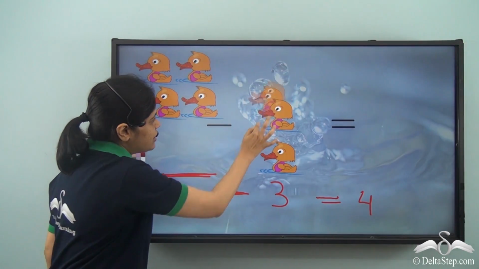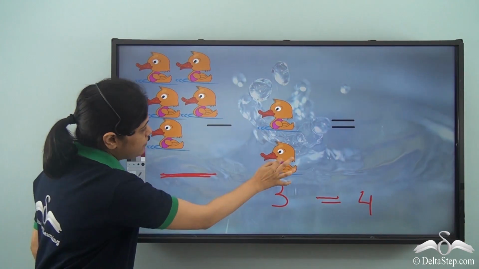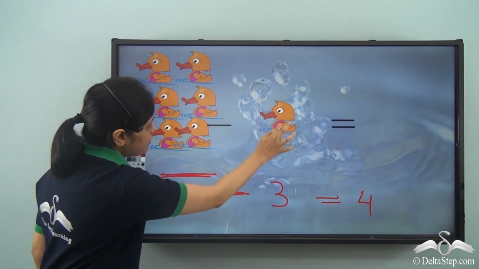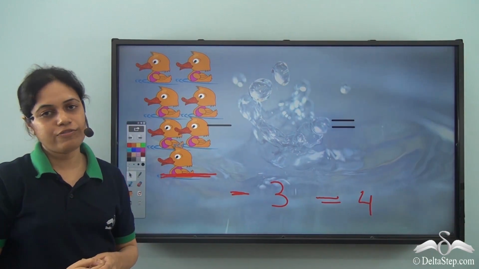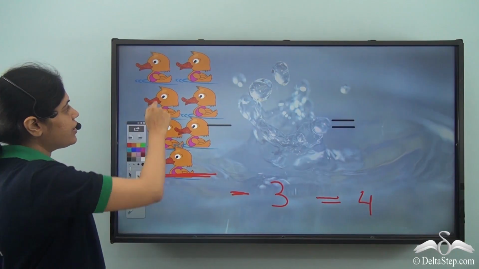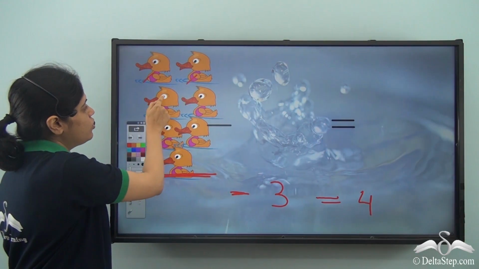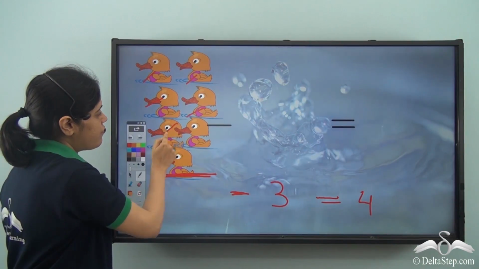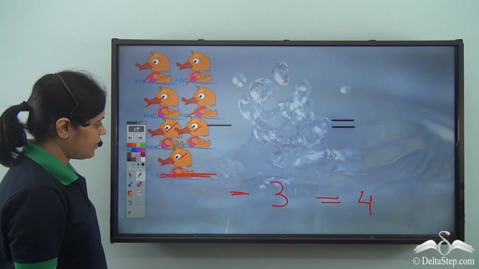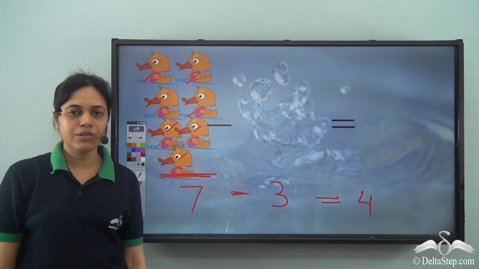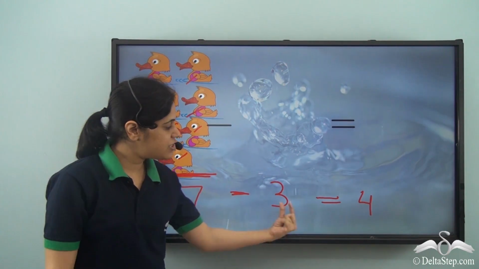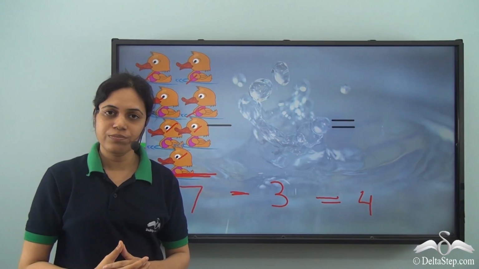So let me bring these 3 also here. So these are the number of ducks. How many are here? 1, 2, 3, 4, 5, 6, 7. So 7 is my missing number. So 7 minus 3 is actually equal to 4.